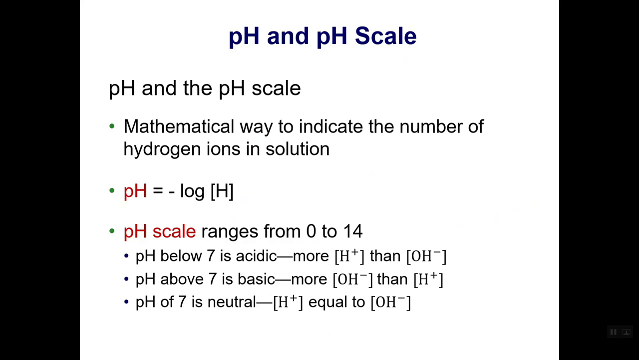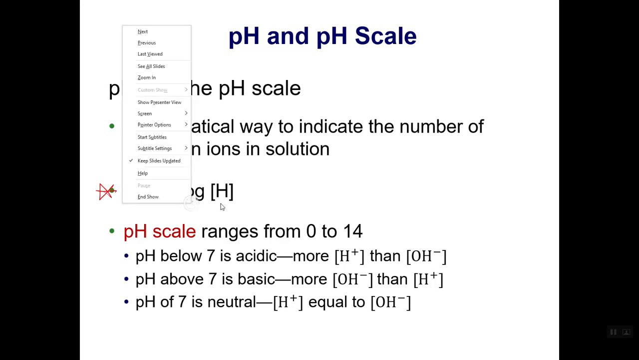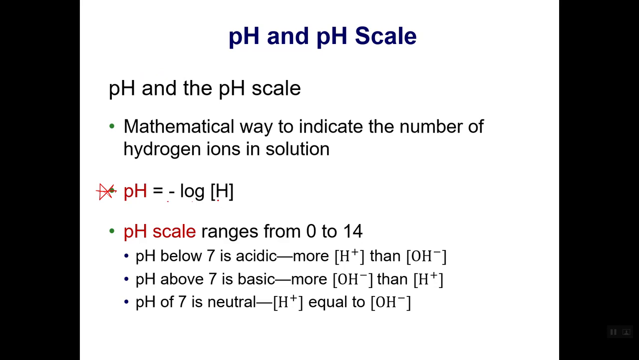Okay, so now that we know the difference between acids and bases and neutrality, let's talk about pH and the pH scale. The pH is a mathematical way to indicate how many hydrogen ions are in a solution and therefore its acidity. And this is the mathematical equation. The pH is equal to the negative log of the hydrogen ion concentration. Don't freak out, because I'm not going to ask you to calculate that for anything. I just want you to know: pH is the negative log of the hydrogen ion concentration.